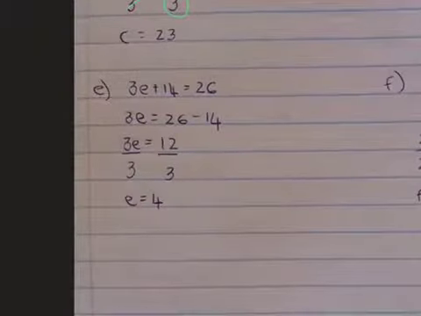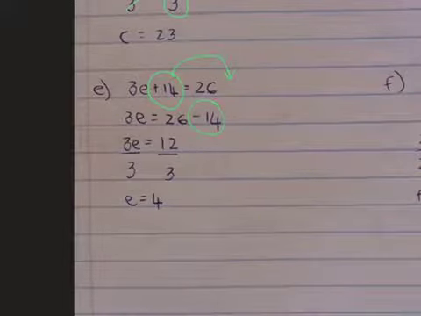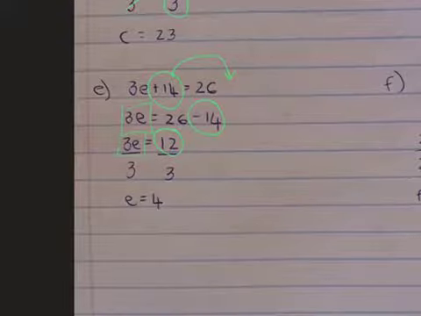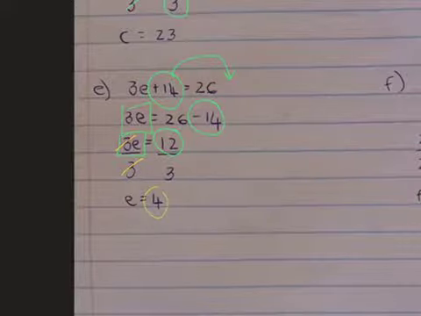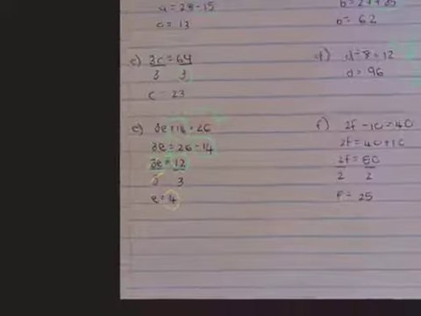Then 3e plus 14 equals 26. Remember, do the opposite of BODMAS. Take the addition across first, and it becomes a subtraction to undo it and balance. So 26 minus 14 is 12, and the 3e stays. So 3e equals 12. So then we need to get rid of the 3 in front of the e. We are multiplying by the 3, so we need to divide to undo it. 12 divided by 3 is 4, and e is by itself.